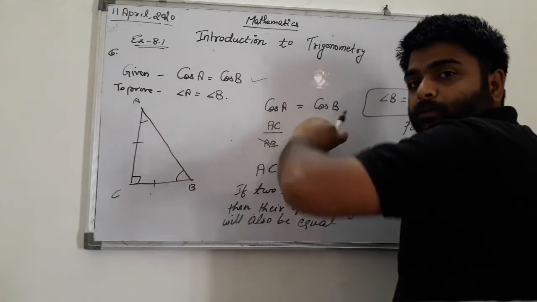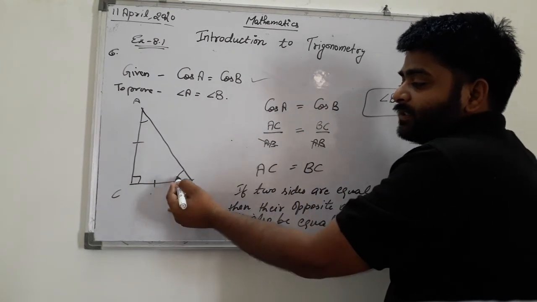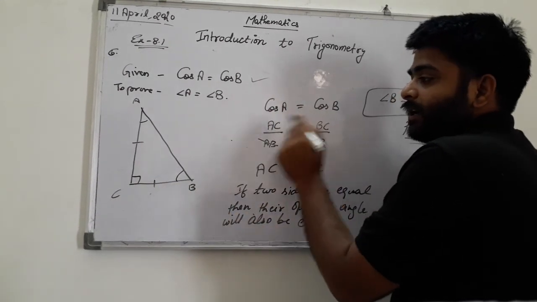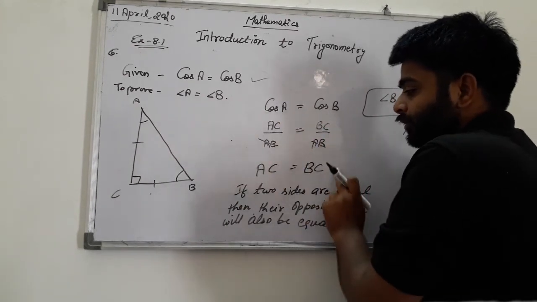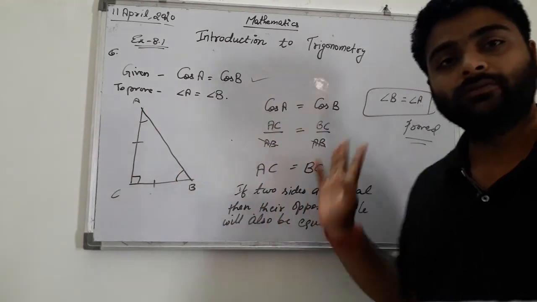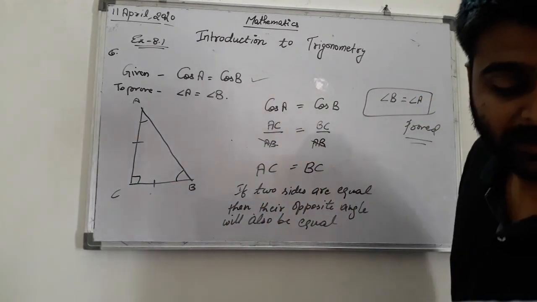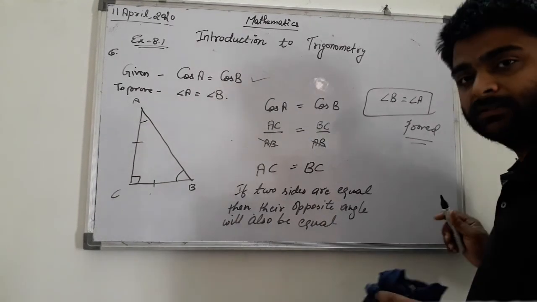ये चीज गिवन है आपको, इक्वल है कि दोनों, ठीक है. Now cos B, if angle B is this, the base is BC and hypotenuse is AB. AB and AB cancel out. What is left? AC equals BC. If two sides are equal, then their opposite angles are also equal. That is the requirement for the question. Got it, class?